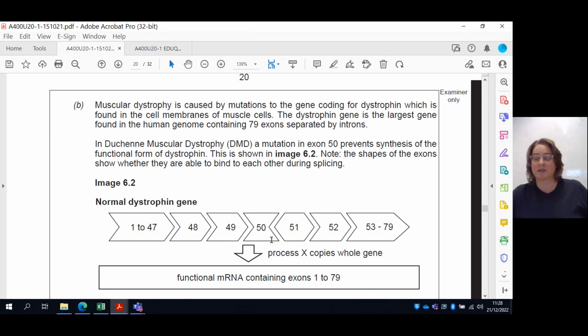I have, by the way, not looked at this paper before giving it to you. I'm not teaching you to the paper. I refuse to do that because it gives you a false impression. So seeing this question made me feel like, I've prepared you for the right thing here.